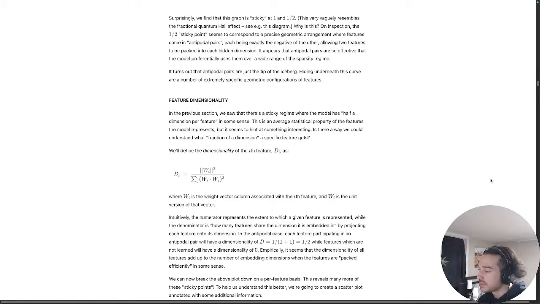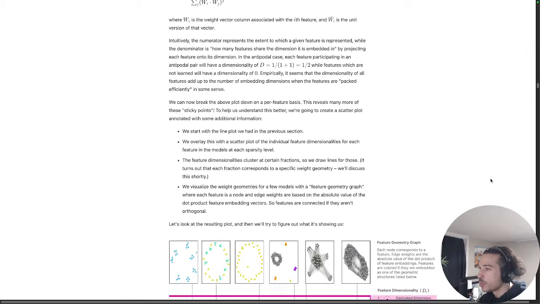Empirically, it seems that the dimensionality of all features add up to the number of embedding dimensions when the features are packed efficiently in some sense. We can now break the above plot down on a per feature basis. This reveals many more of these sticky points. To help us understand this better, we're going to create a scatter plot annotated with some additional information.